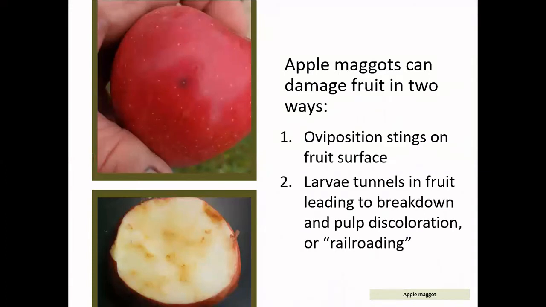So damage often appears 2 different ways. The first is the oviposition sting that can occur on the fruit surface. So this is where the female pierces into the skin and lays the eggs within the flesh of the fruit. Depending on the color of the fruit, these can be rather difficult to see when just doing a regular scouting program. The other type of damage that can happen, if those eggs continue to develop within the fruit, is that the larva will actually tunnel throughout the flesh of the fruit and can cause this internal breakdown and discoloration, also known as railroading.